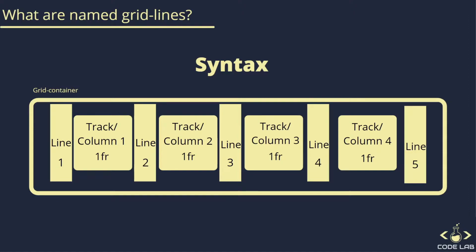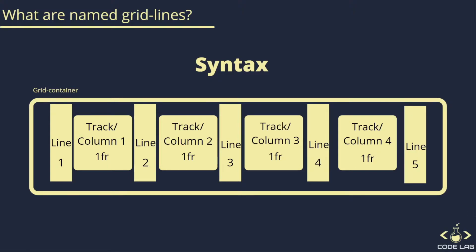So if you look at this picture representation of a grid container, you can see we've got 4 tracks or 4 columns of content, each with a width of 1 FR. And you can also see we have lines either side of these columns, totaling 5 lines. Now, the confusion in naming grid lines can come from the fact that the lines aren't the columns themselves, they're actually the spaces between the columns, as you can see here.